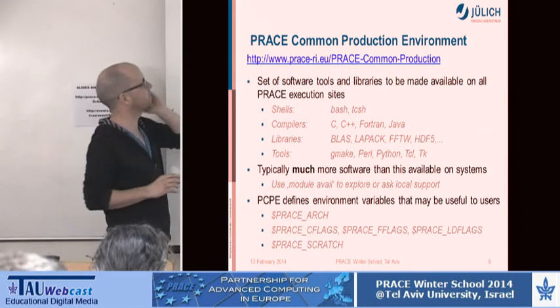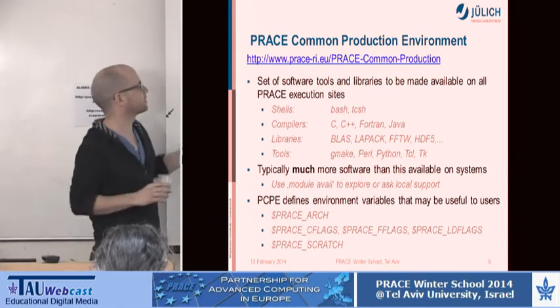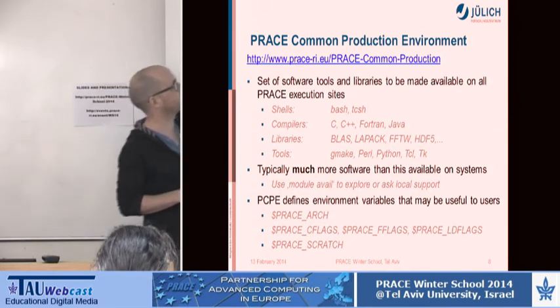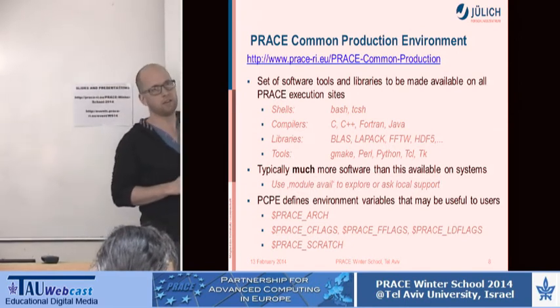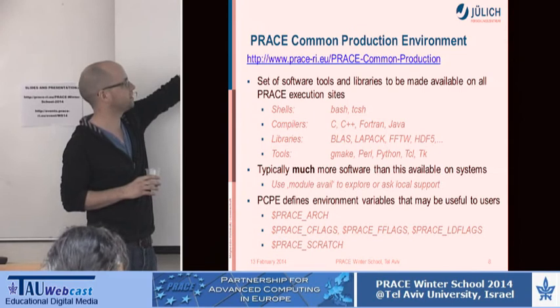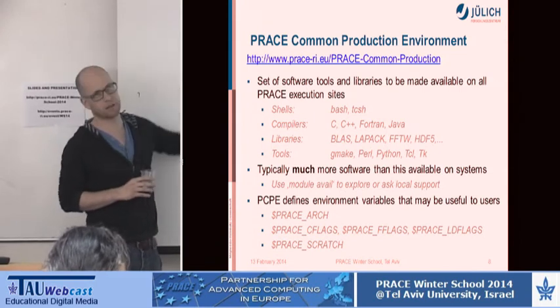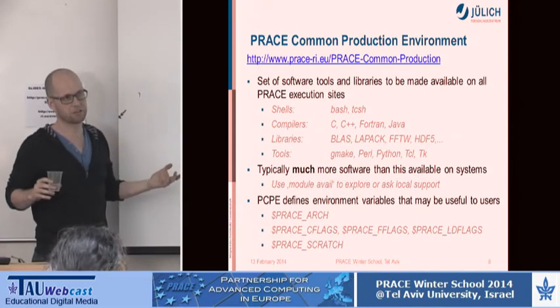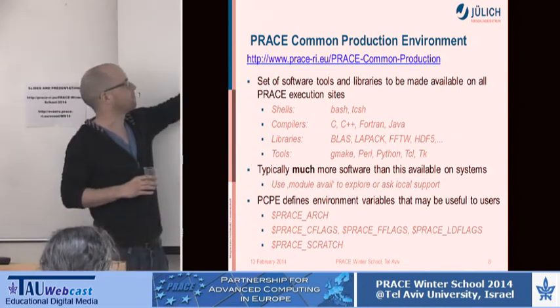So this PRACE Common Production Environment doesn't really mean so much. It's just basically a guarantee that you will have certain things available to you. So it'll have some shells. It'll have a bash shell, the one you've been using all week, or some tcsh shells as well. It'll have a set of compilers: C, C++, Fortran, Java. Doesn't mean so much, they're available on almost anything anyway.